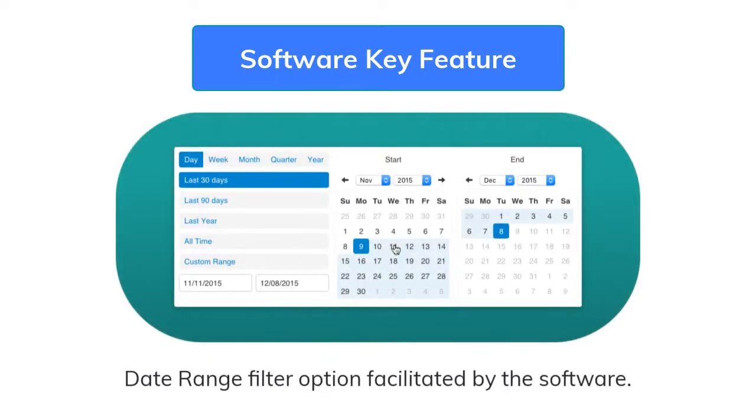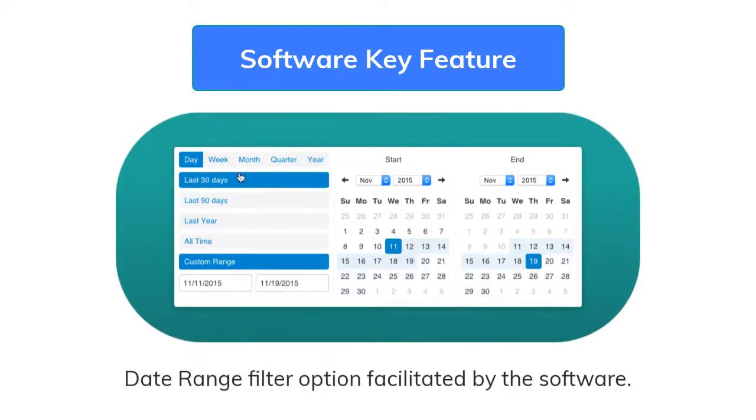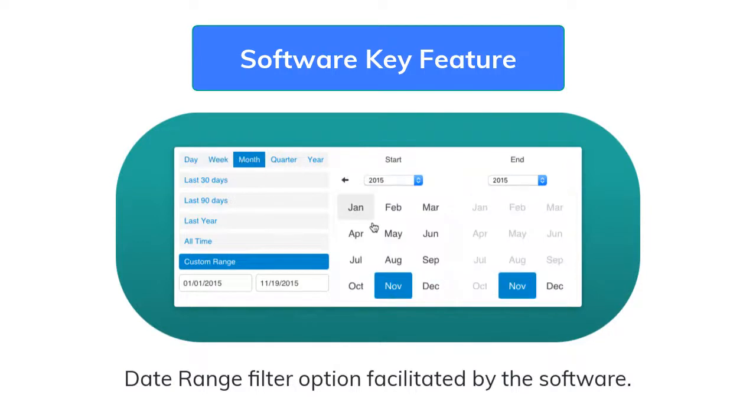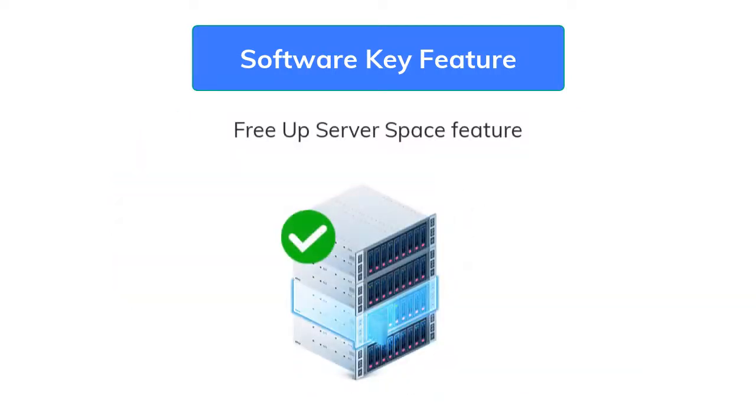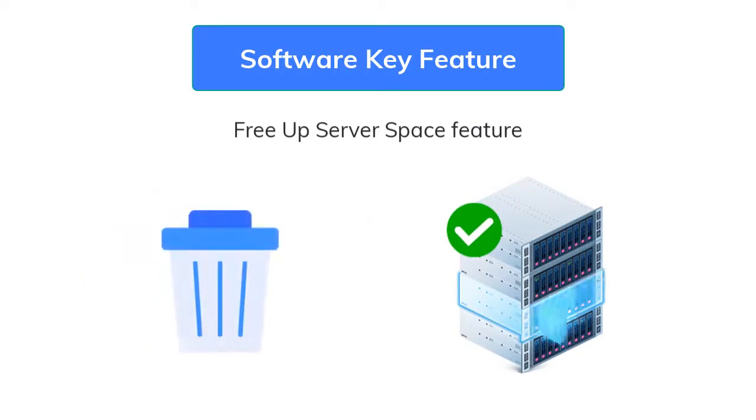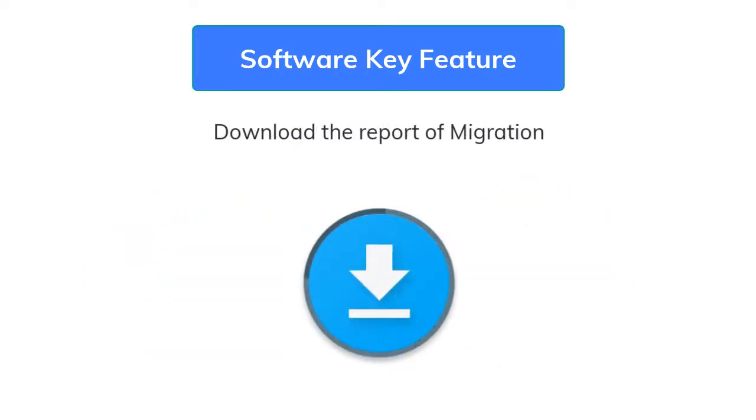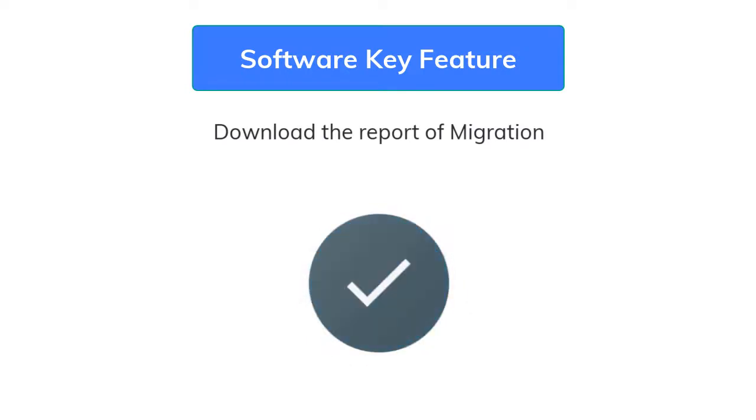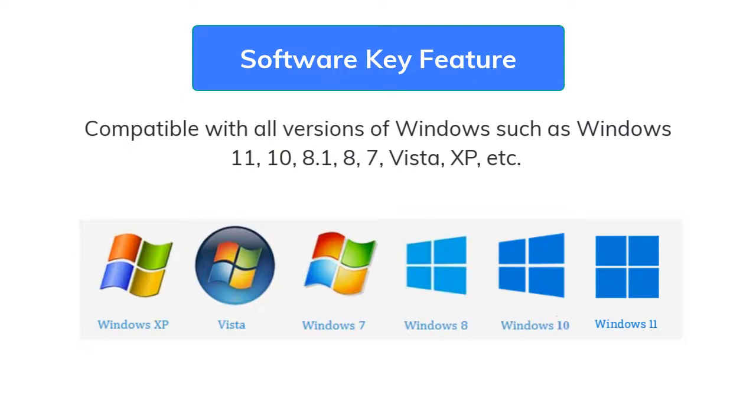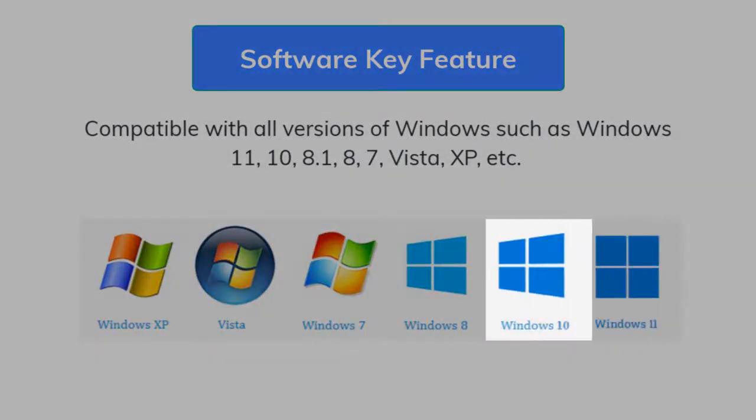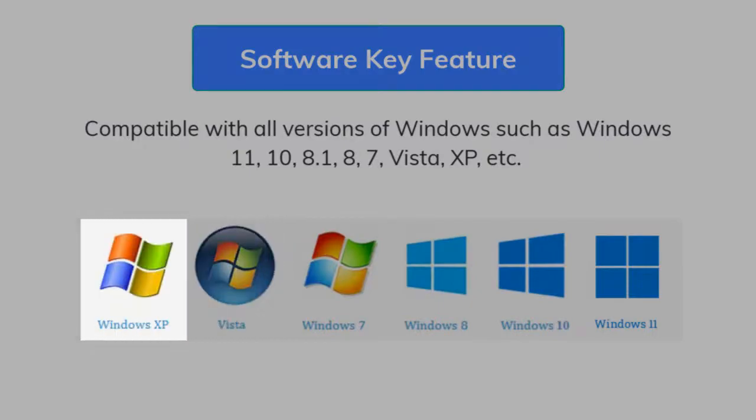If you want to transfer the data of Google Drive between a specific date, then you can use the date range filter option facilitated by the software. The Free up server space feature deletes the drive data once the migration process is completed. You can download the report of the migration process after the successful conversion of Google Drive into your desired account. This is compatible with all versions of Windows, such as Windows 11, 10, 8.1, 8, 7, Vista, XP, etc.